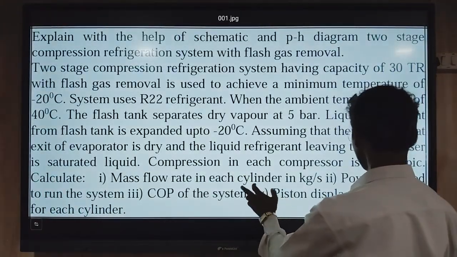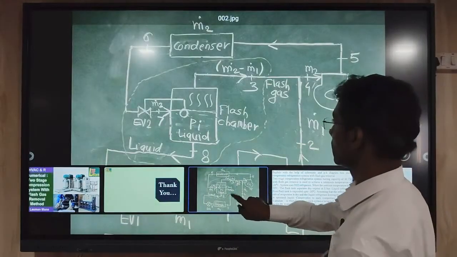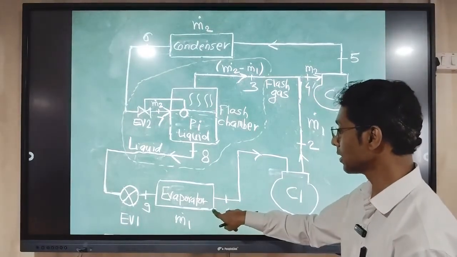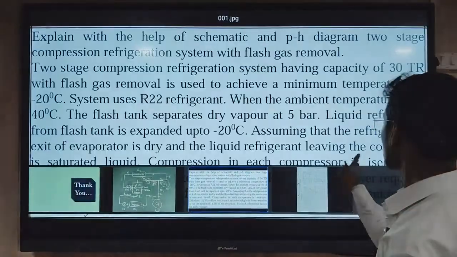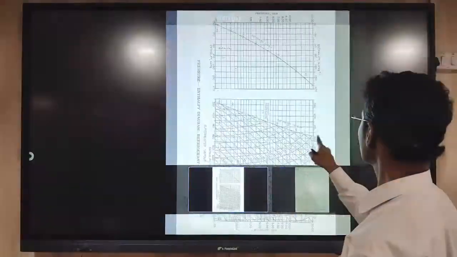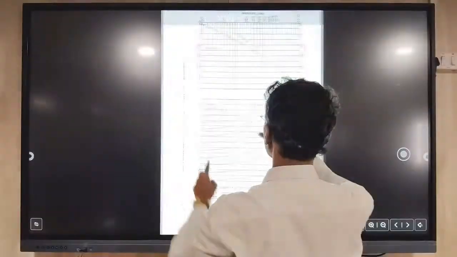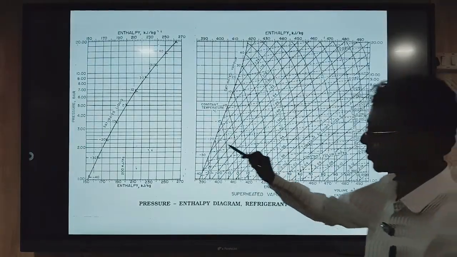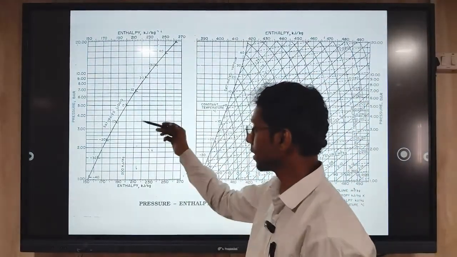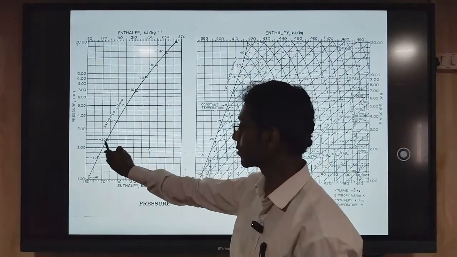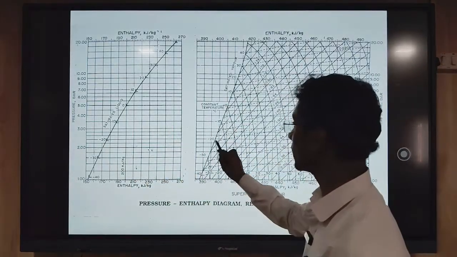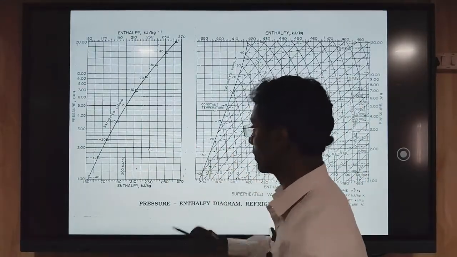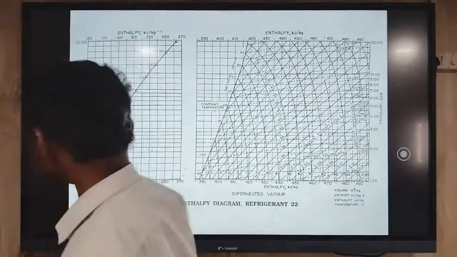So here you can see, at this evaporator level the temperature is -20 degrees Celsius. In the chart, this is a pH chart of R22 refrigerant. As we have discussed in theory also, this is how to plot the cycle. This is -20 degrees Celsius, and so this line is the evaporator line passing through this point. So this is the temperature given to us.